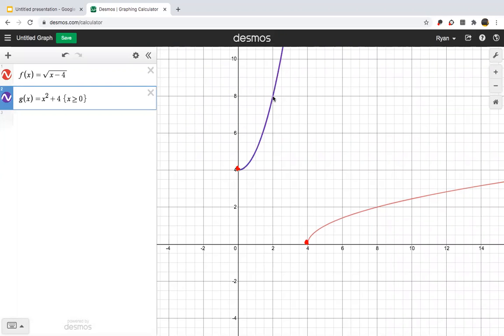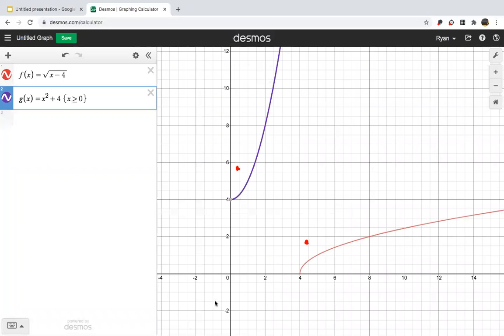So every point here, every coordinate, is reversed. For example, if I found this one, if this was 10 comma 2.449, we would have 2.449 comma 10. Okay, so every x and y is completely reversed from each graph. So to do this professionally, if f of x is the square root of x minus 4, then its inverse is x squared plus 4, with the domain restricted, x is greater than or equal to 0. So that is a graphical approach.